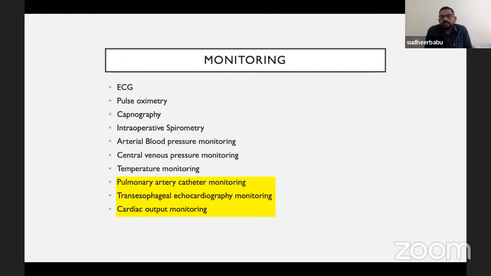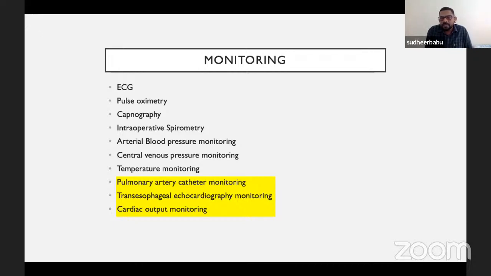Okay. And another thing you mentioned, temperature monitoring, is also one of the most important things, because the thorax will be exposed for so many hours. So definitely, if you are planning for early on-table extubation, you have to maintain the temperature also, right? So I'm coming to the PA catheter.